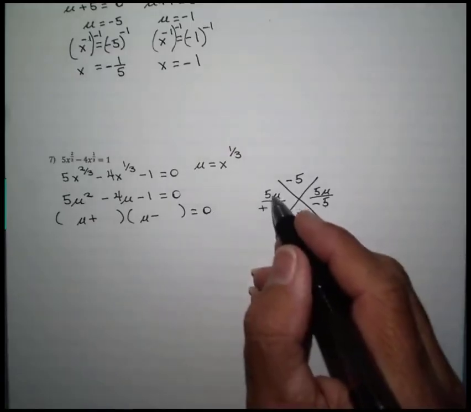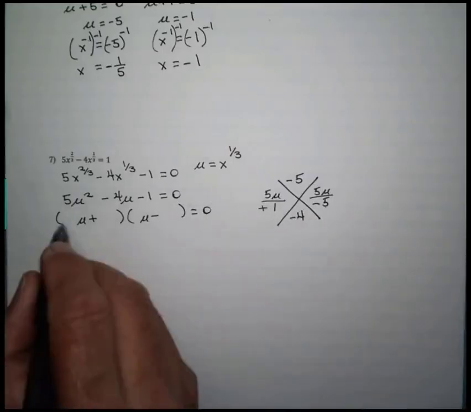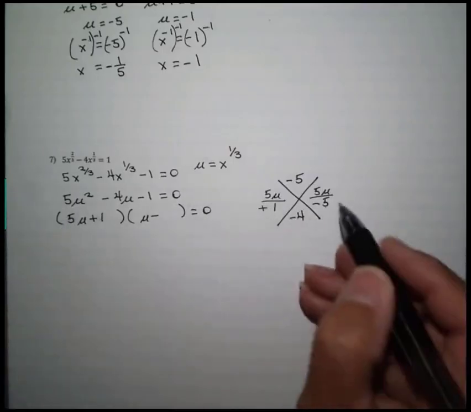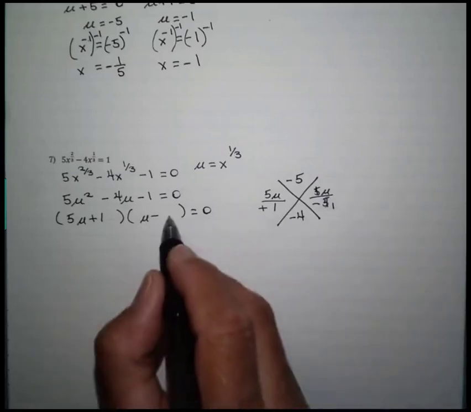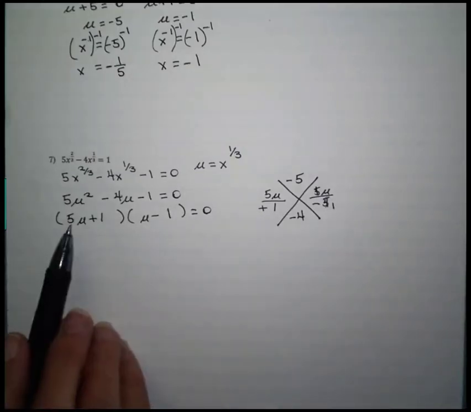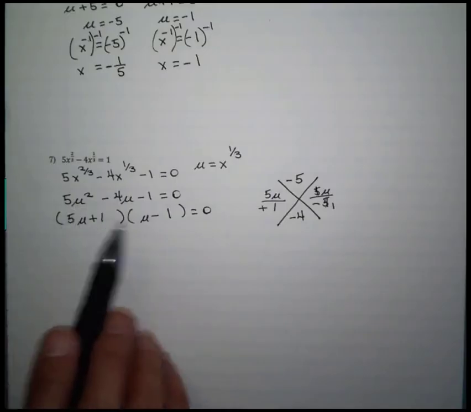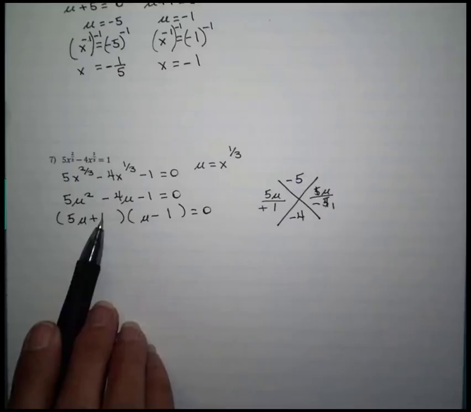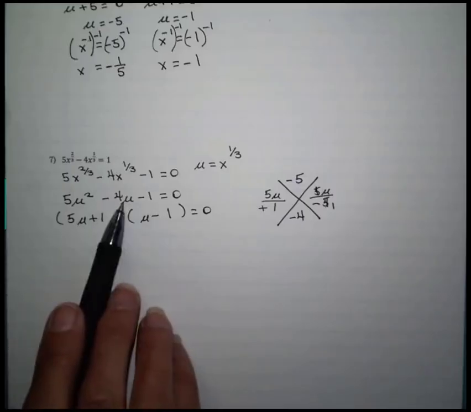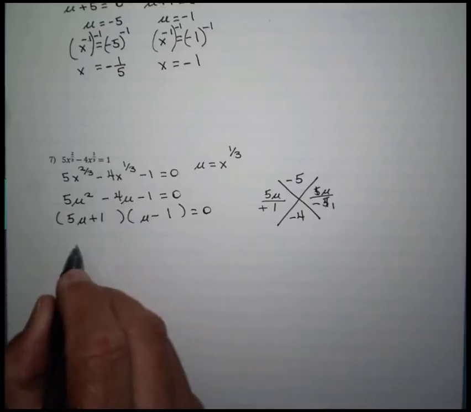Now this one's fine as it is. It's 5u plus 1. And this one, I'm going to have to reduce them, right? So it'll be u minus 1. Checking it, 5u times u is 5u squared. 1 times negative 1 is negative 1. This would be positive 1u minus 5u is going to give me that negative 4u. So we have our two factors.